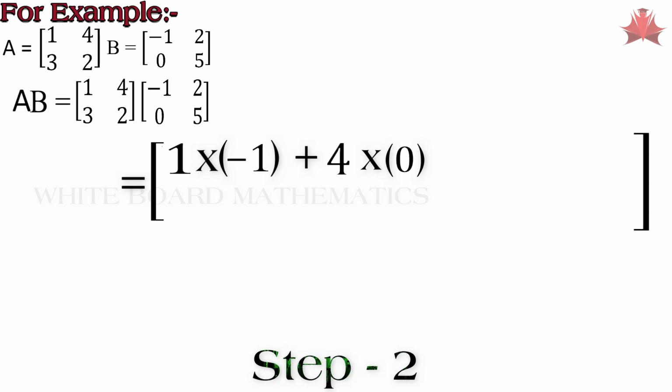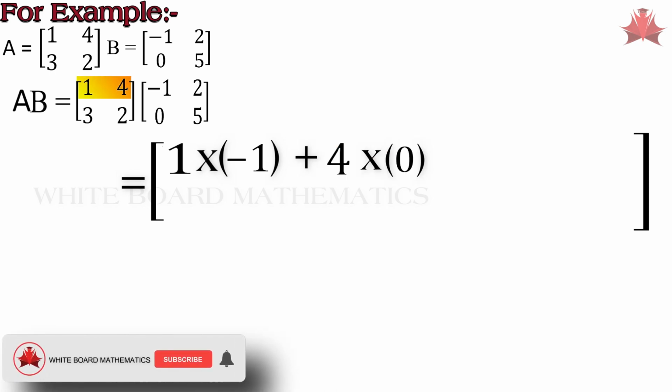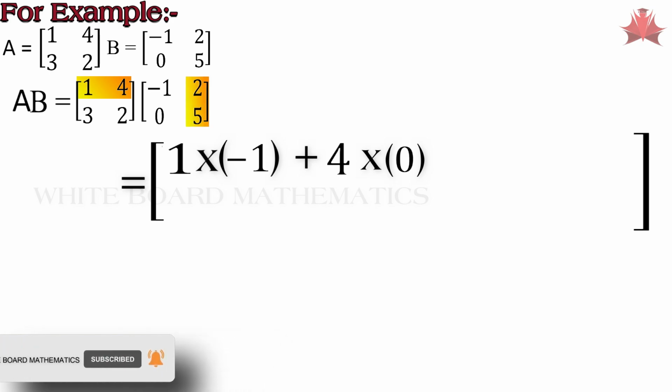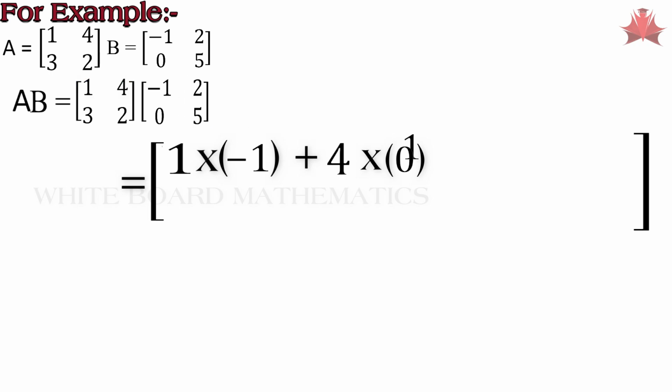Second step. Multiply every element of the first row of matrix A with the corresponding elements of the second column of B, which is 1 into 2, 4 into 5, and add them to get the second element of the first row of the product matrix AB. 1 into 2 plus 4 into 5.